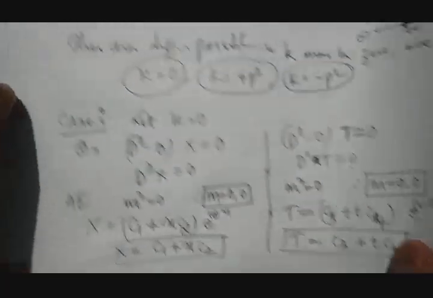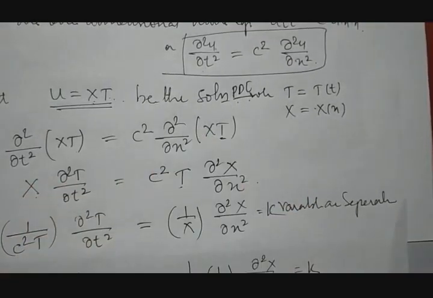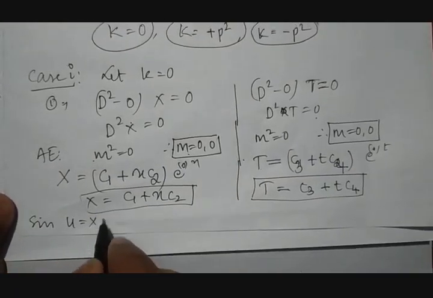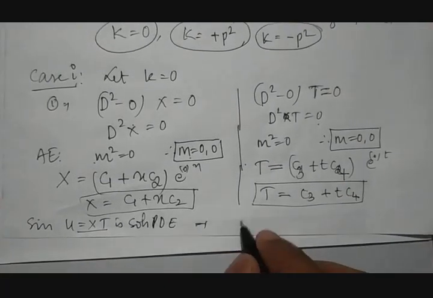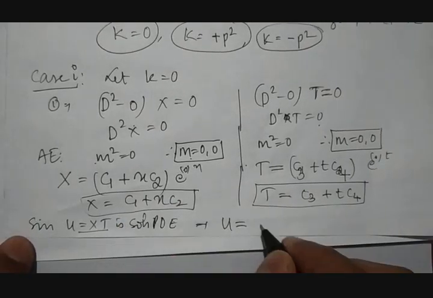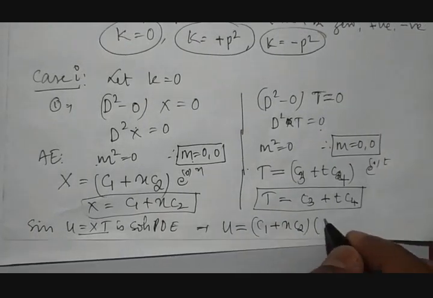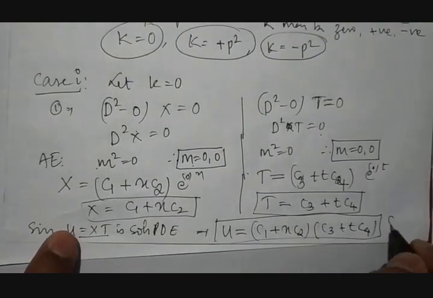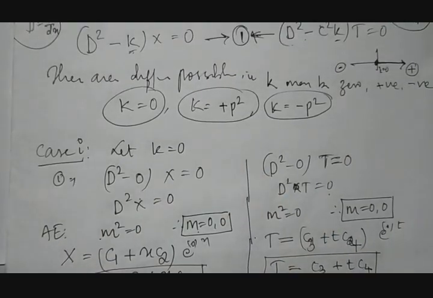But what is the overall solution? The solution of a partial differential equation means what? U is equal to X into T. Therefore, since u is equal to X into T is a solution of the PDE, u is equal to X, which is c1 plus x into c2, into T, which is c3 plus t into c4. So this will be the solution of the partial differential equation where k is equal to 0. This is one case. Now I'll take the second case.